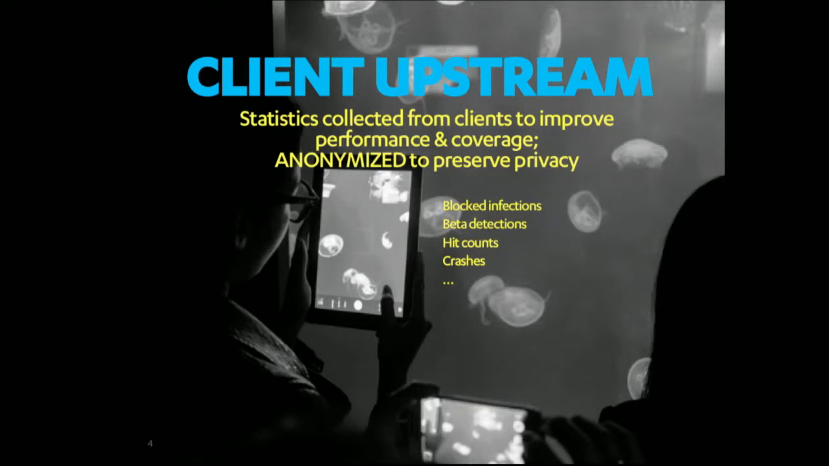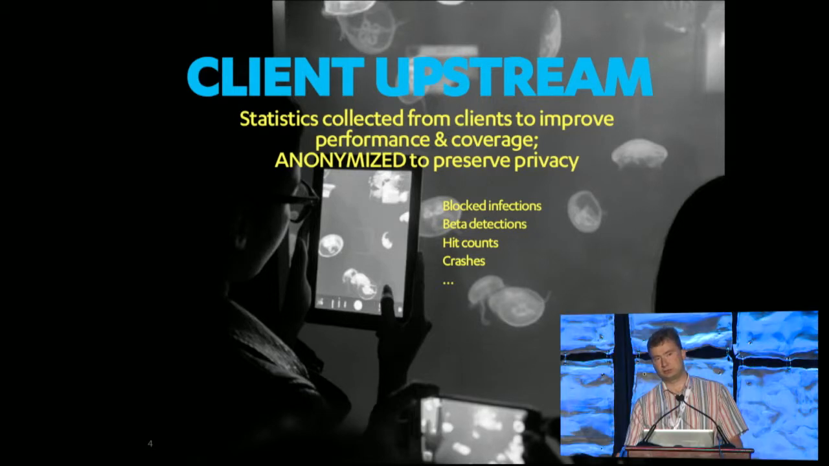Then about the data which we have, so what kind of problems we are facing or what we would like to solve with Spark. We basically have two data sources. One of them is the client upstream. So we get upstream from our clients, our customers, the blocked infections, behavior detections, hit counts for files, for domains, and, of course, the crashes of our engines. And, okay, we are in the privacy business, so it's required to emphasize that we really anonymize the data as early as possible, and we are really strict about that.